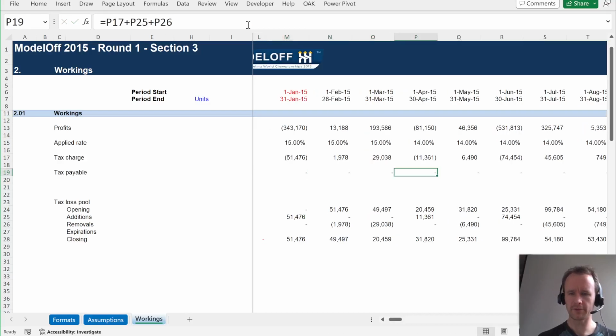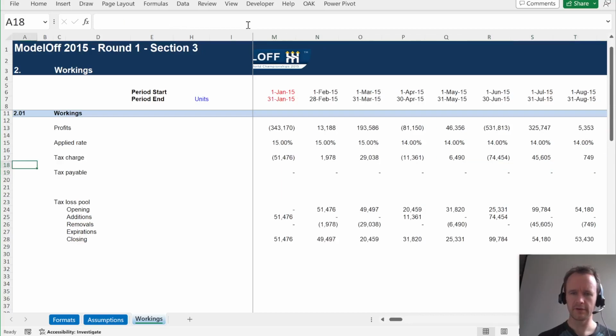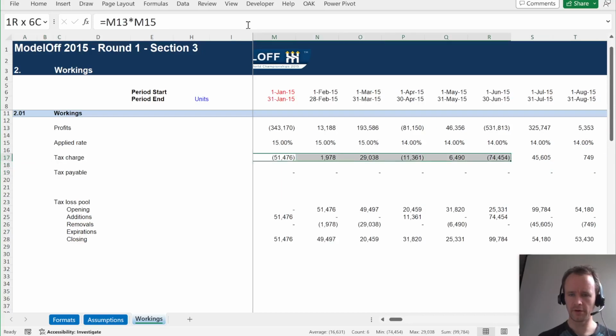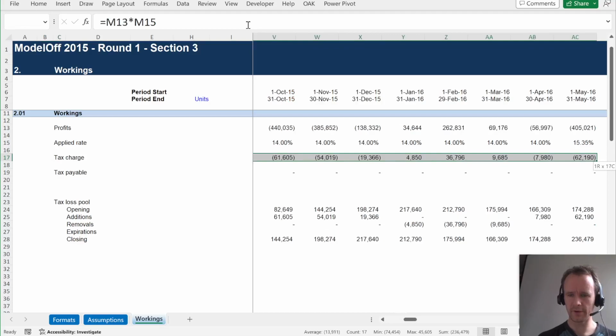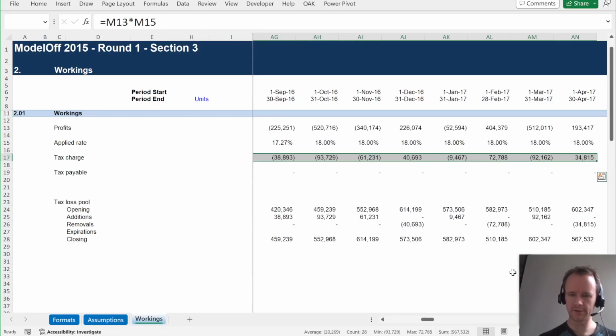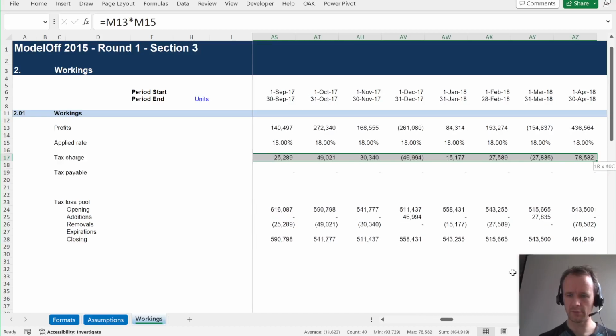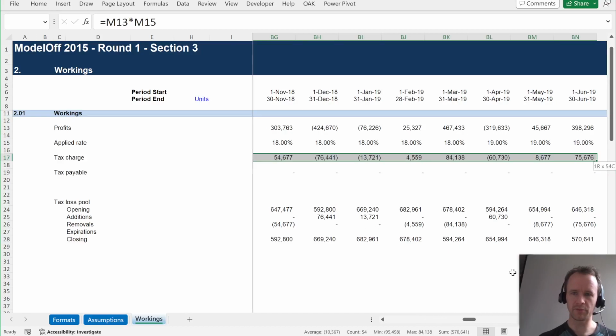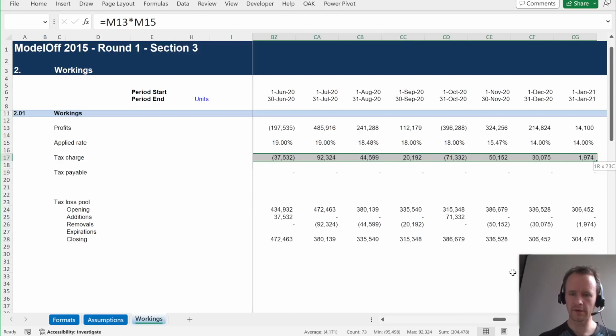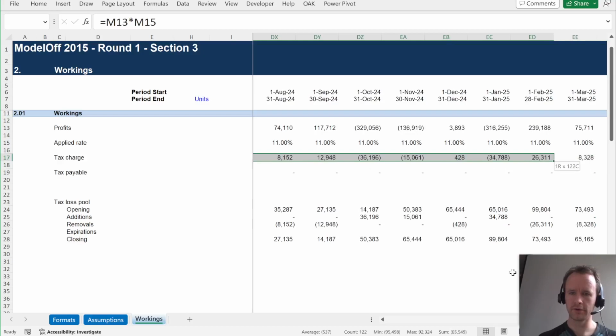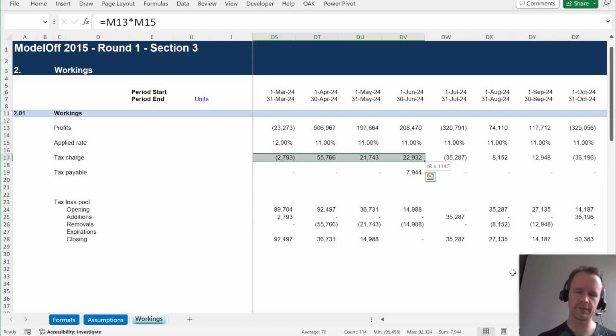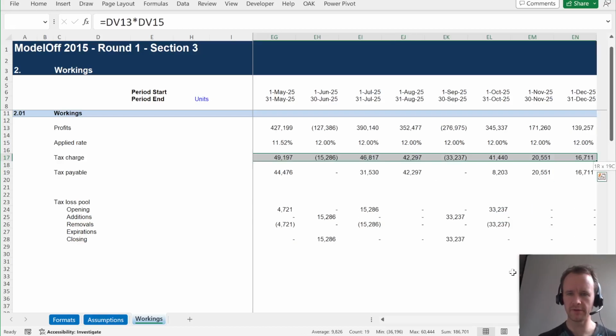So you can see for the first while, nothing happens because our cumulative profit remains negative for quite a while. You can see it in the sum down here. So we're still $500,000 in the hole, more. So the first time we pay tax is going to be quite a while into the model. Wow, not going to pay tax for a long time. Okay, there we go. That's where the tax loss pool briefly runs out.